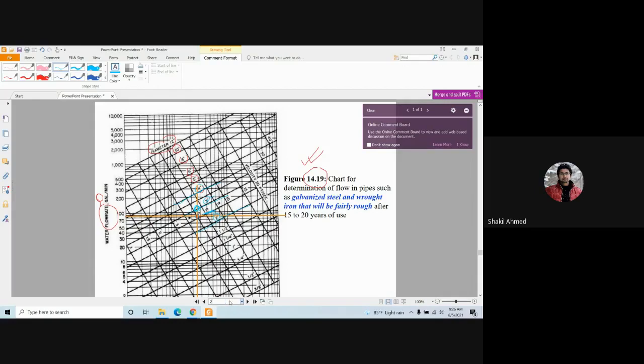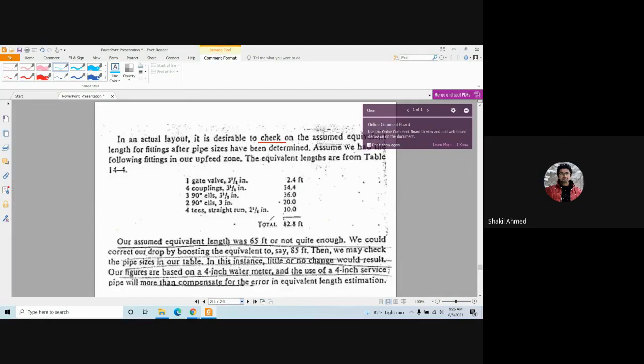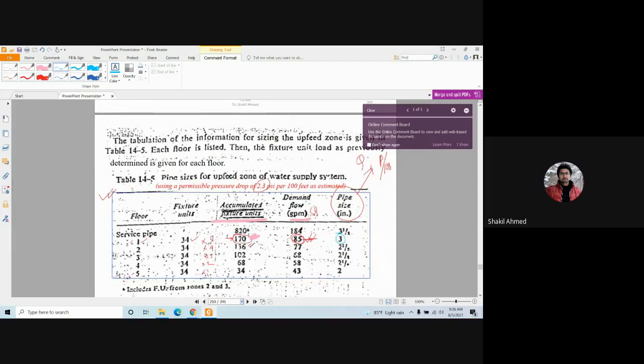Similarly you do this for other pipes. 77 again, this is 2.3. 68, 2.3. 58, 2.3. 43, 2.3. Clear? And from there you'll calculate the pipe sizing. Clear? Yes, sir. Here this is 184 and 2.3. This will be 3.5.